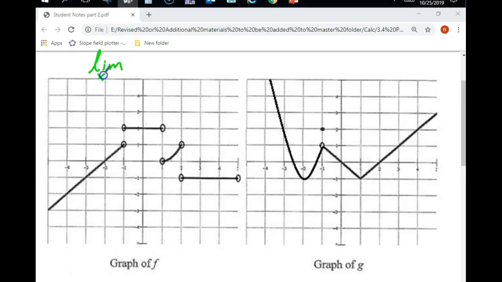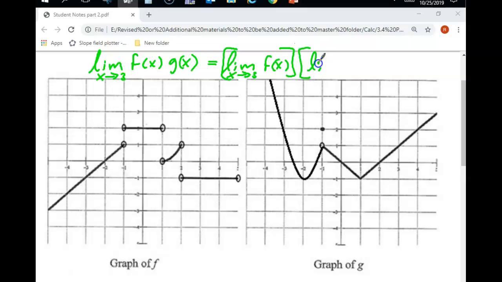The limit as x approaches 3 of f of x times g of x, right? Now this time I'm going to show my work a little bit, but you don't have to when you're doing these, but I want to do it because graphs are a little bit less obvious what's going on sometimes. So once again, if you want to take the limit of 2 functions that are being multiplied, that's like taking the limit of each one separately and multiplying that instead. We're going to take the limit of each of these separately and multiply the result.